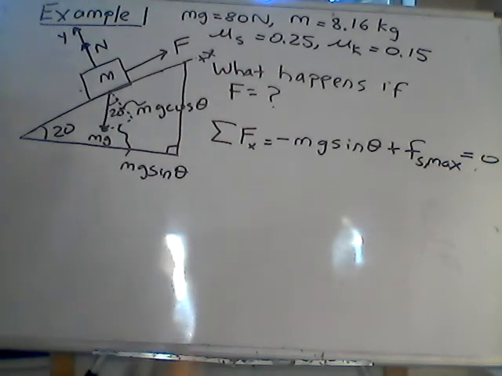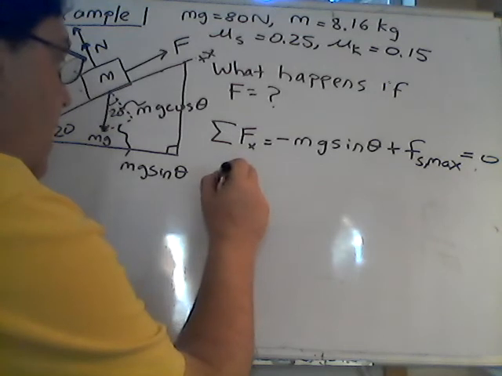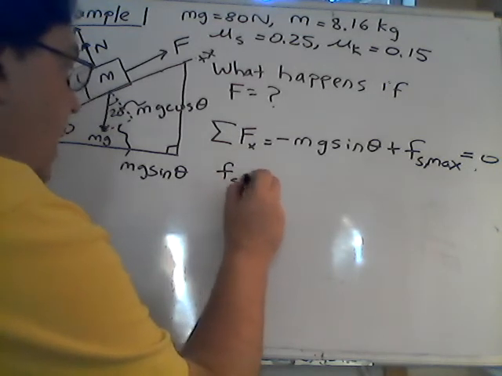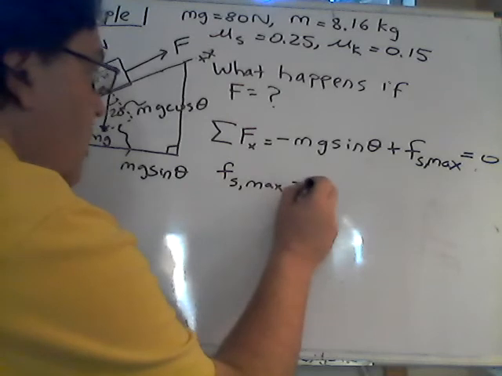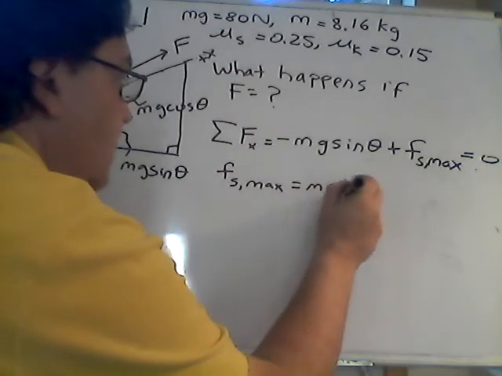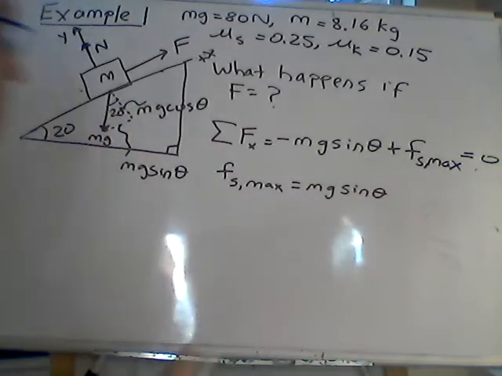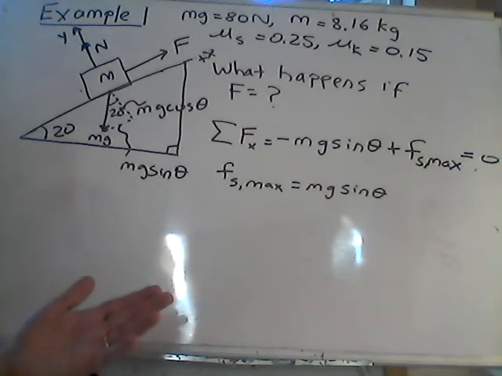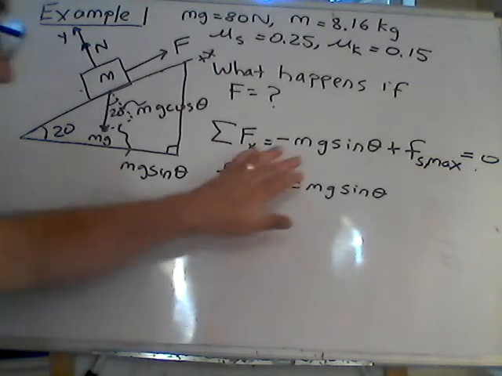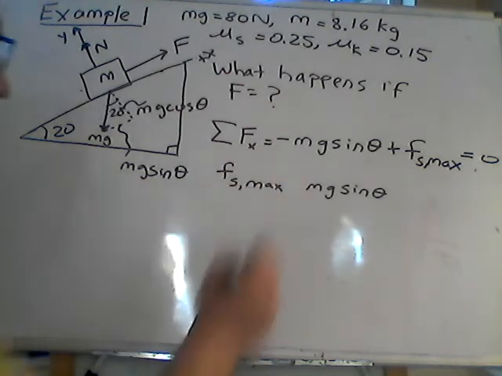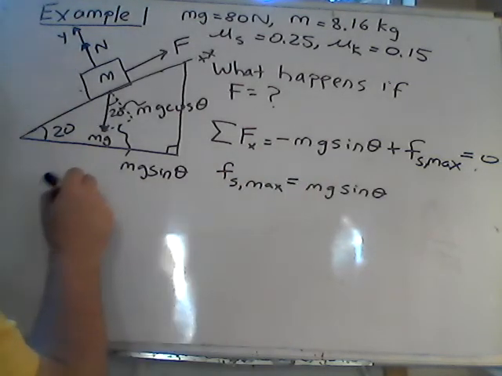And that would say, in my breaking point analysis, F sub S max would then equal mg sine theta. And the big question then would be, what we want to actually see is how F sub S max compares at this breaking point. So would we actually have slippage? So slippage would occur.